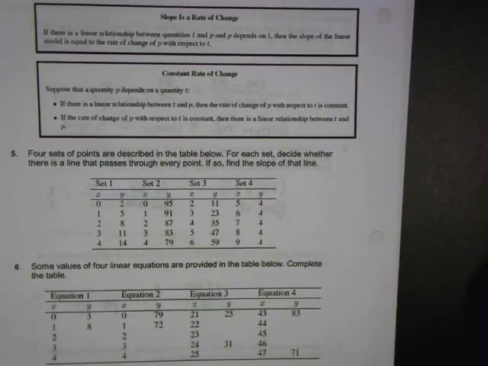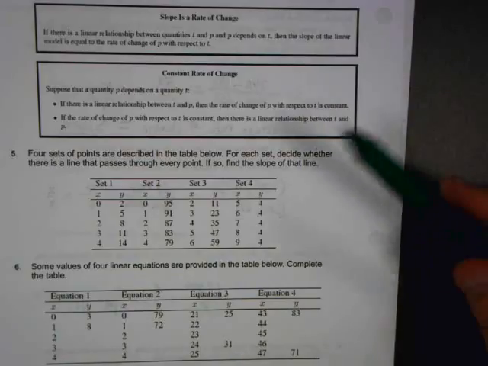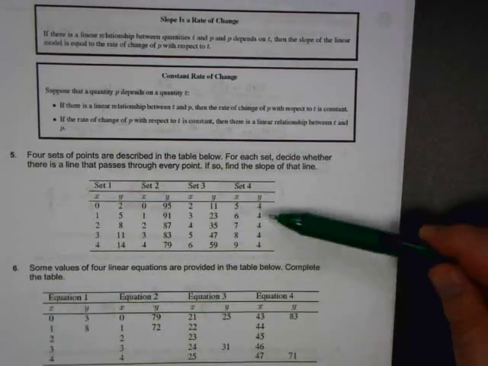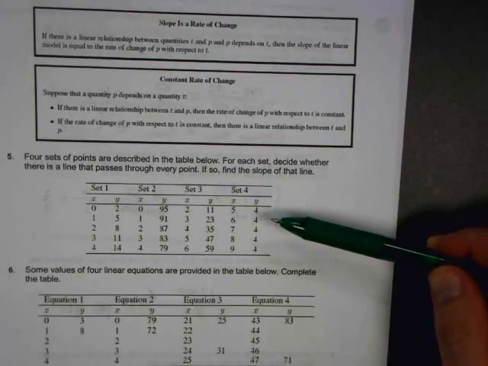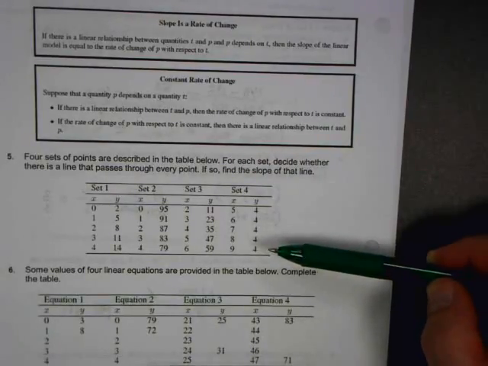How about the last one? Yes, it's a line. Horizontal. It's a kind of boring line. It's a horizontal line because the X's go up by 1 each time, and the Y's stay at 4. So how much do the Y's change? 0. So what's your slope? 0 over 1.